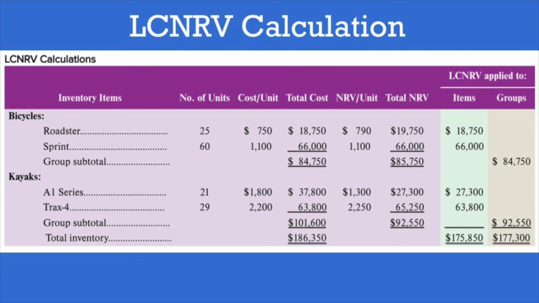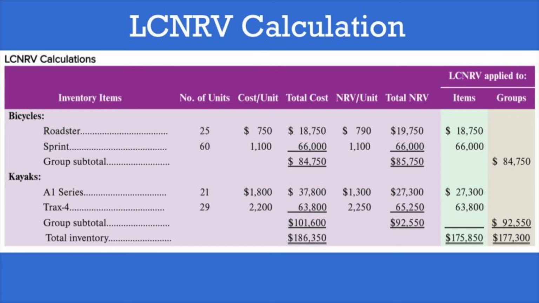So we could do it by individual item. It depends on the store. For this store, with only a few things, it's easy to do the item list. However, if we have thousands of items, it might be a little harder to do. So we need to group our items. We could group bicycles and kayaks, for example. What we need to look at is the total cost of the group. In the case of bicycles, $84,750 was the cost of the group. We figured the net realizable value is actually $85,750. We need to record it at the lower of the two, so $84,750.